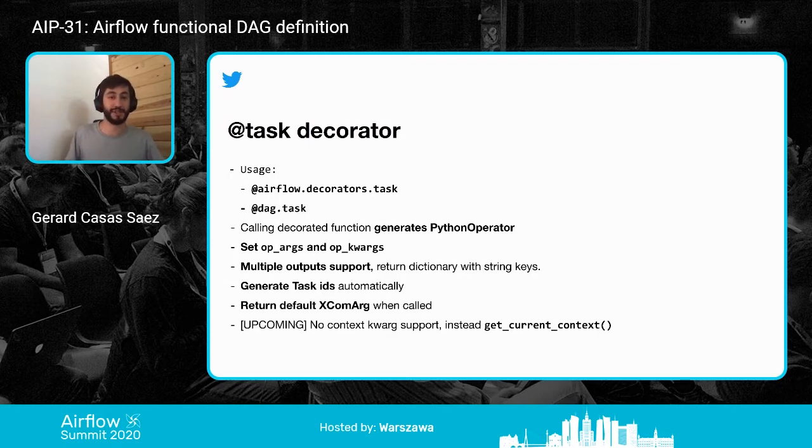So yeah, it returns the default XCom arg, so you can use it in a really functional manner to reuse. Some breaking thing from Python operator in this case is that it doesn't support the context kwarg. So basically, with Python operator, you can access the Airflow context. In this case, we don't support that from the function itself, but Tomek is actually adding this in an upcoming pull request, a get_current_context function that works similar to how flask.request works, which is populated at request time.